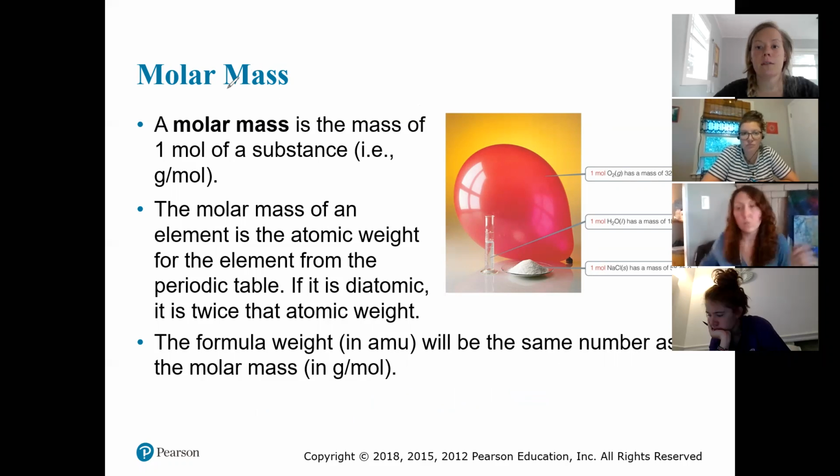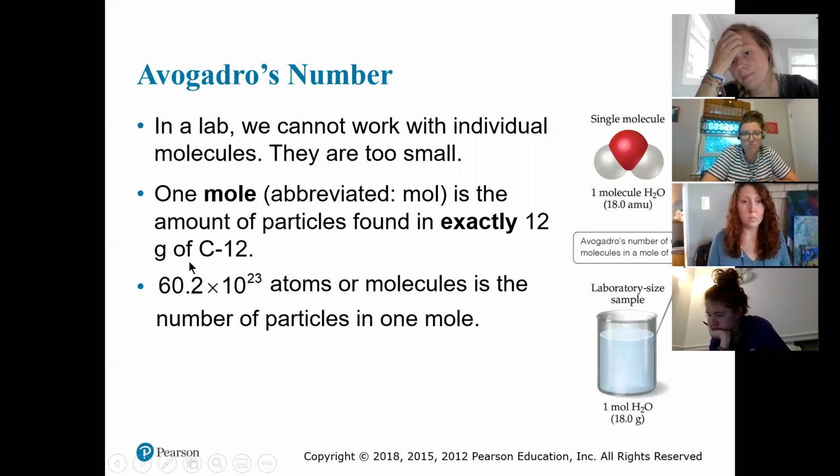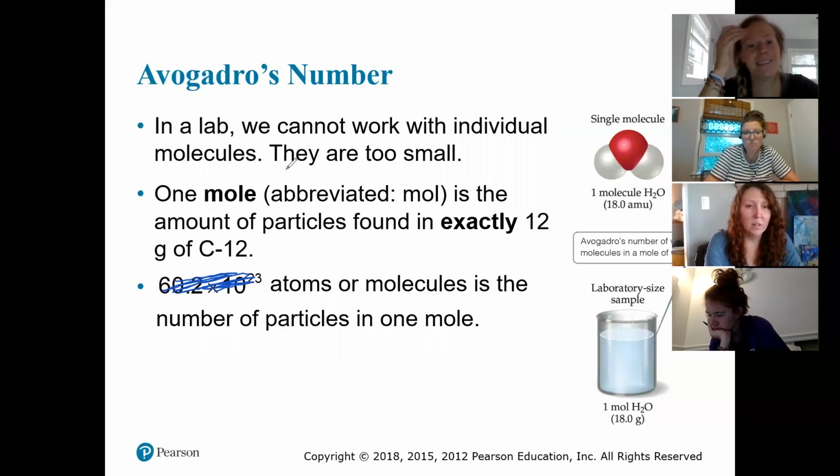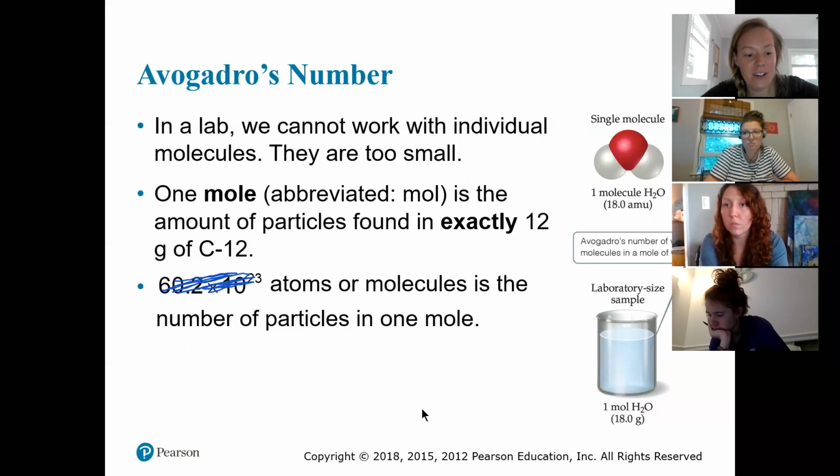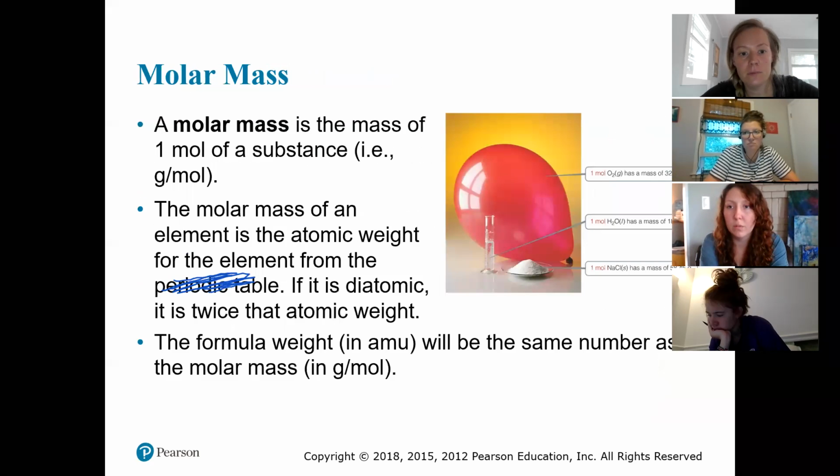Before we get into molar mass, I'm going to go back. I can't hear you at all.